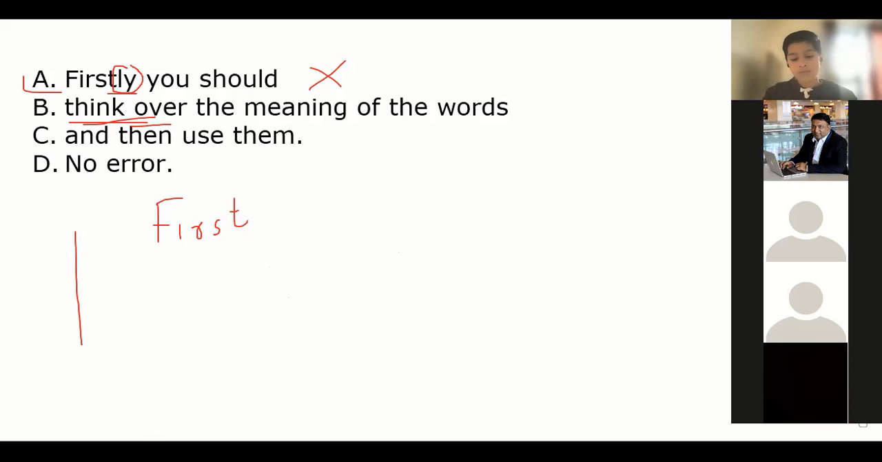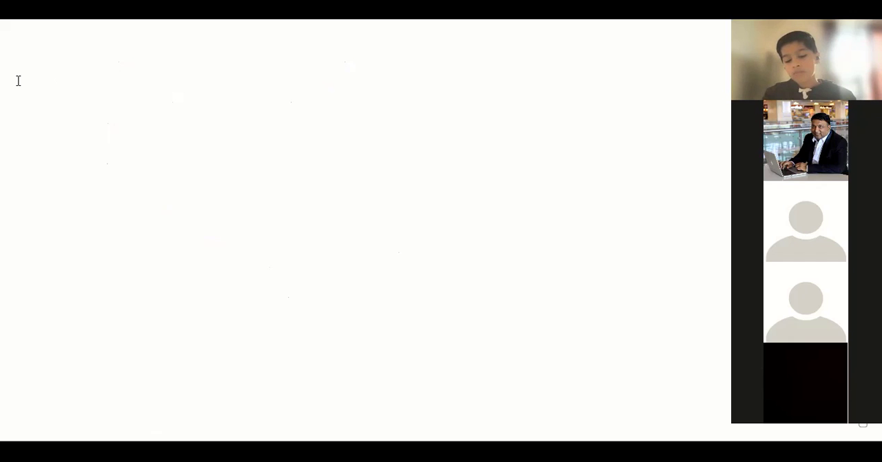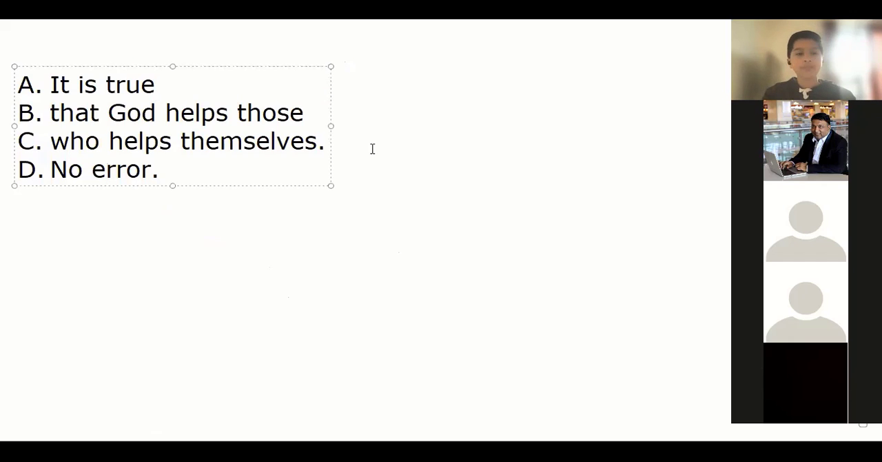But let's see, it's all about grammar. We have learned a lot of tenses, parts of speech, and then the rules. Let's see. It is true that God helps those who helps themselves. Everybody write A, B, C, or D. Which part of the sentence can be grammatically wrong?